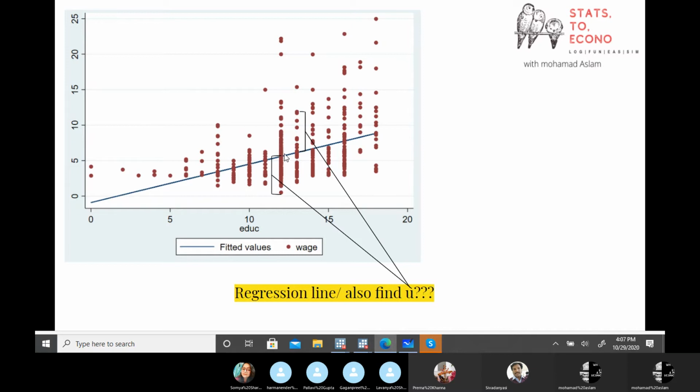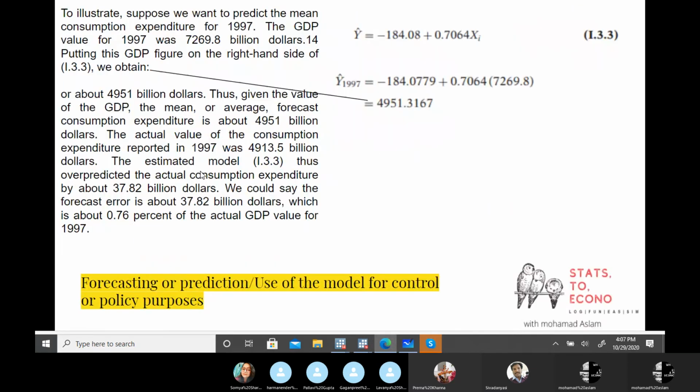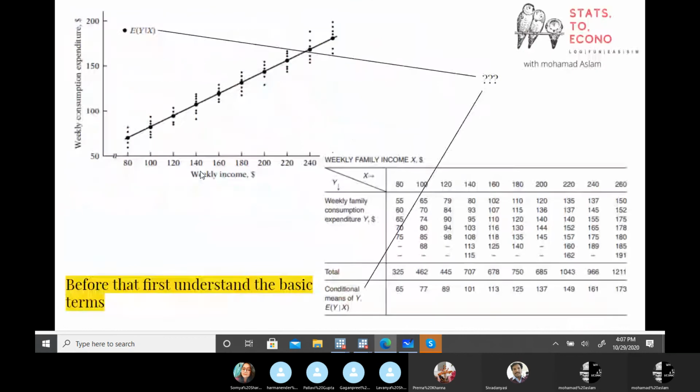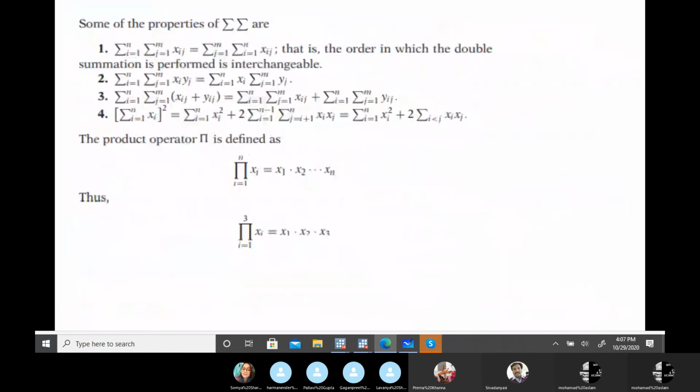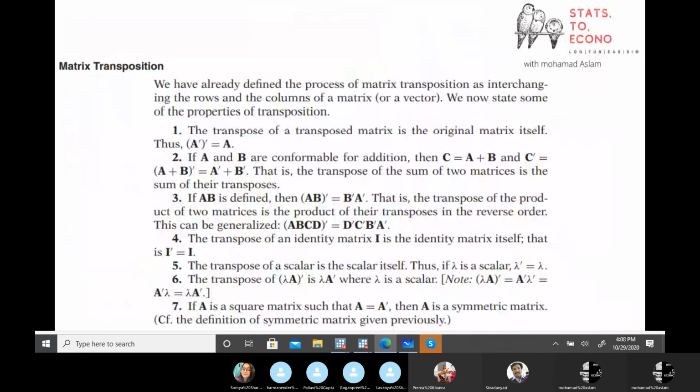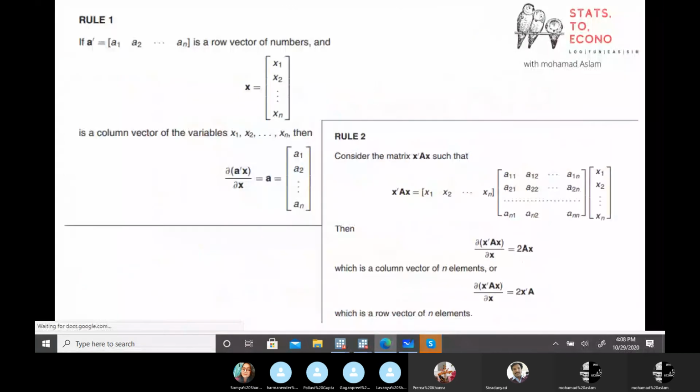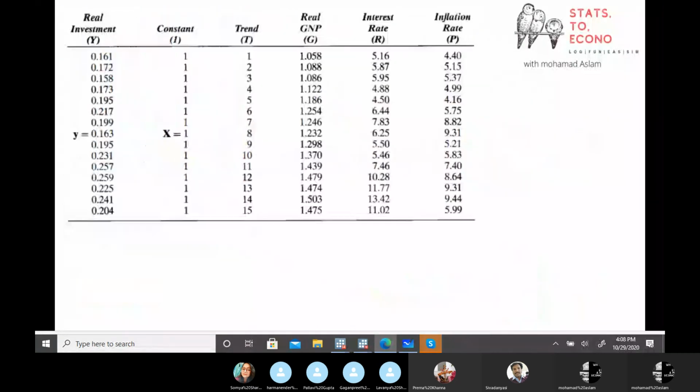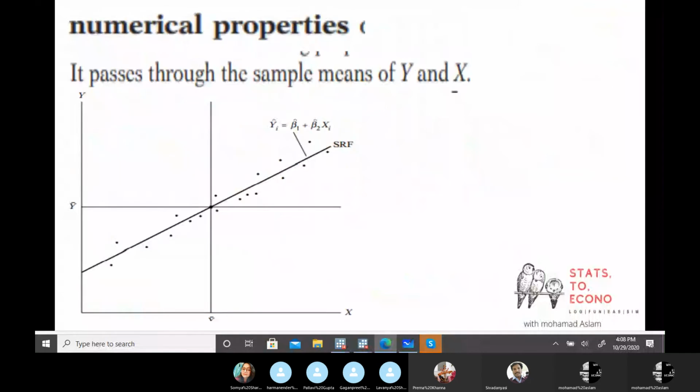So it's important that at least that line will pass through the averages, and that's why the first important implication of this OLS method is that it always passes through the averages. I hope you got this point. That's why this simple property is important, and what it means is that at least this regression line is representative of this data.